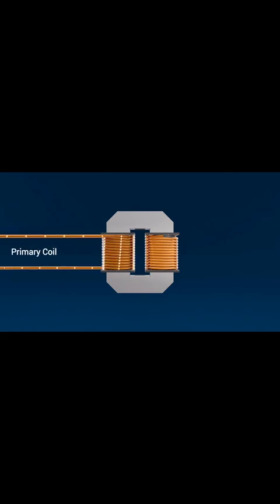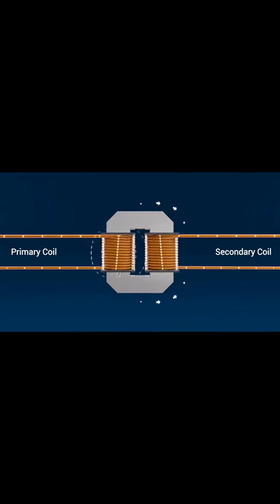Instead, it relies on two separated coils of copper wire wrapped around a magnetic core. When alternating current flows through one coil, called the primary coil, it creates a changing magnetic field. That magnetic field links to the secondary coil, inducing a voltage.